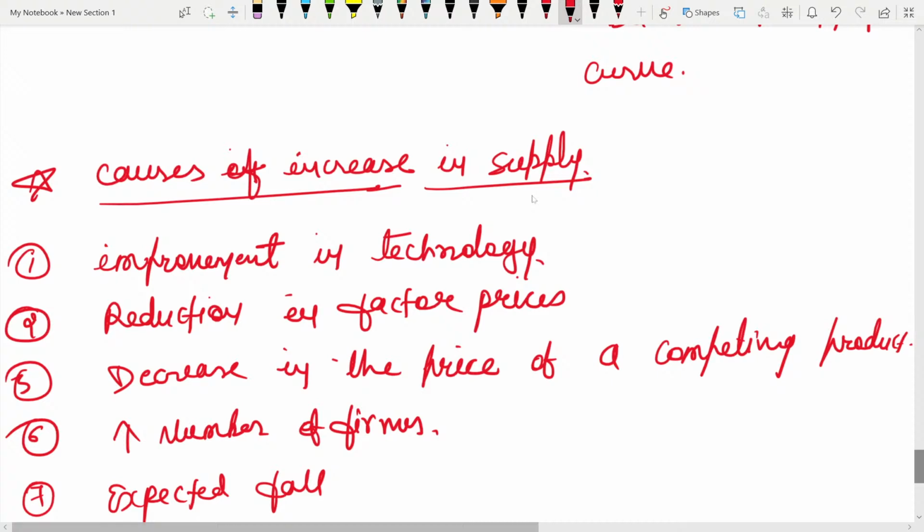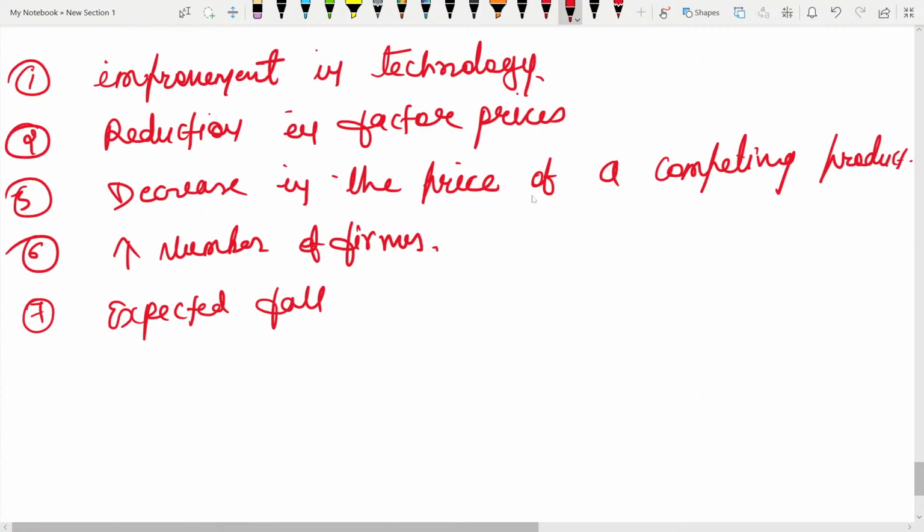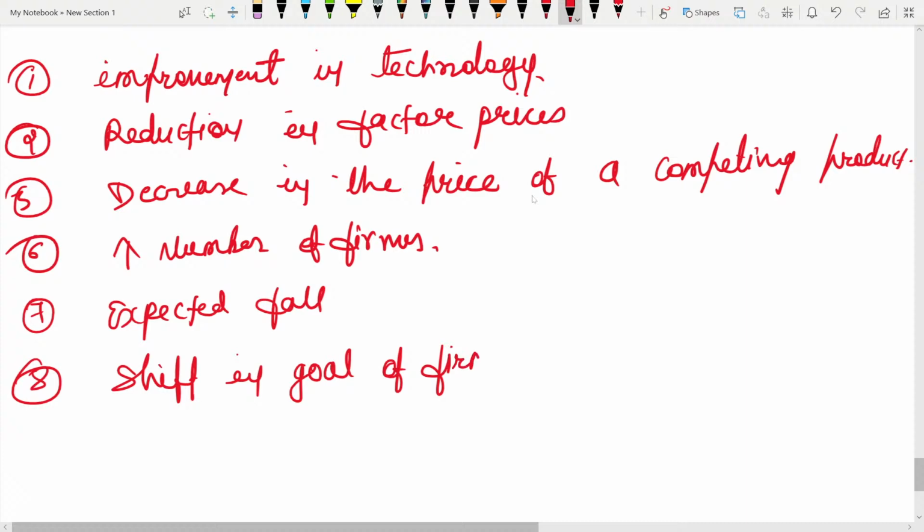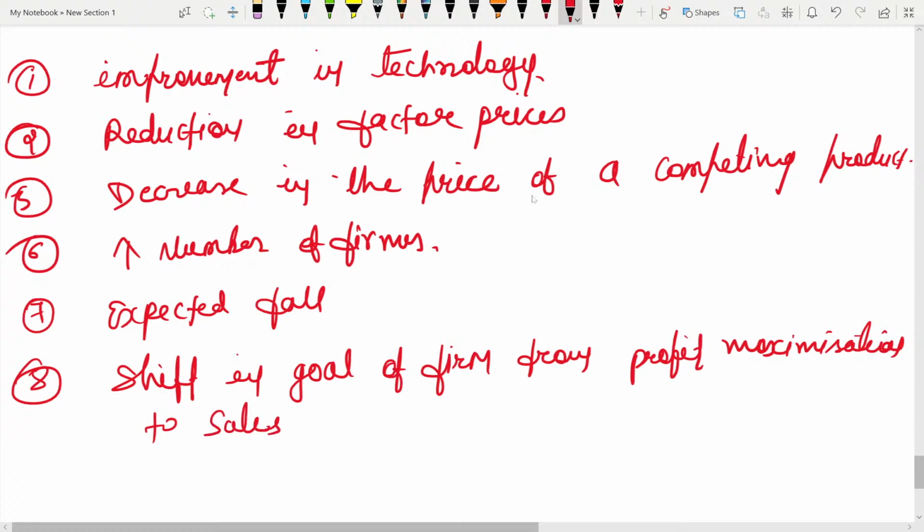Another point: shift in goal of a firm from profit maximization to sales maximization. Okay, shift in goal of firm from profit maximization to sales maximization.